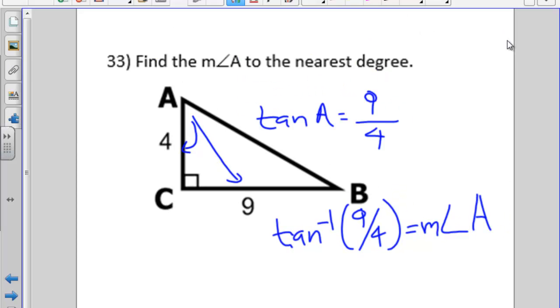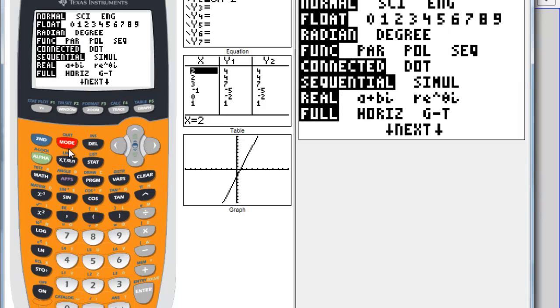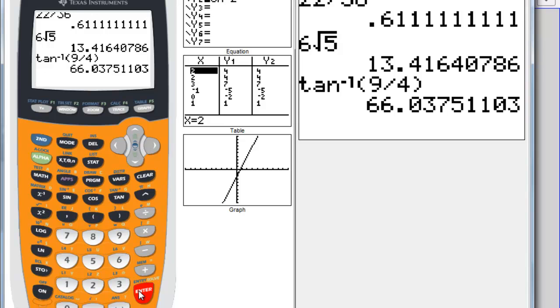So on your calculator, you do second tangent 9 divided by 4. Make sure the mode is in degree mode. So then we get 66 degrees.